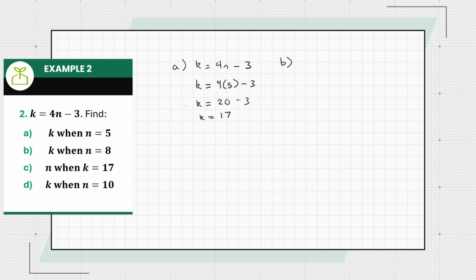B. k when n is equal to 8. So k is equal to 4 times 8 minus 3. k is equal to 32 minus 3. So k is equal to 29.